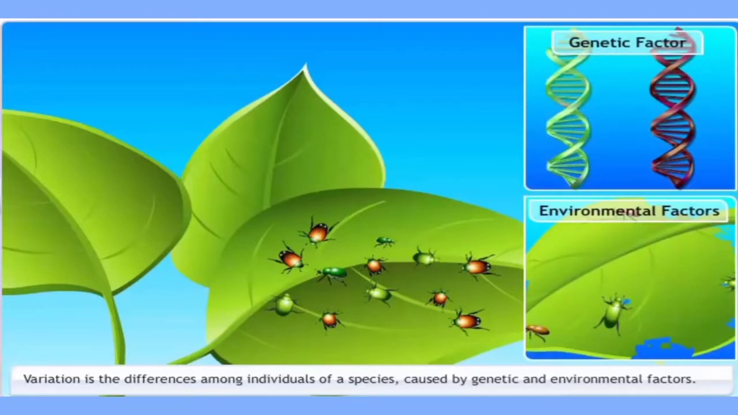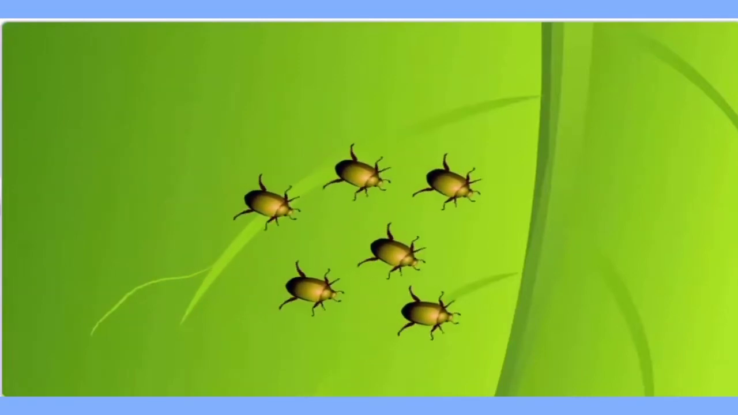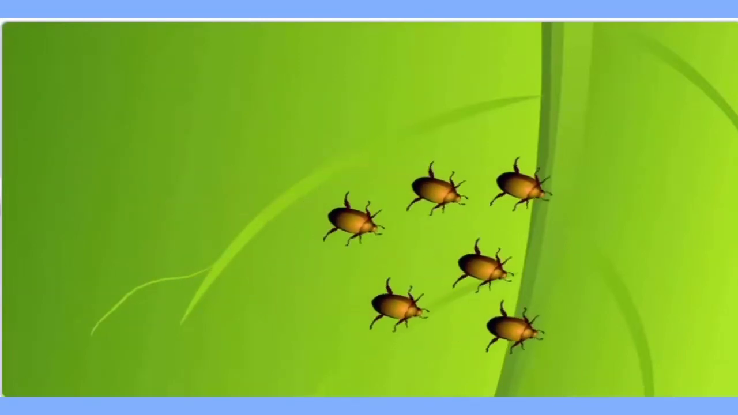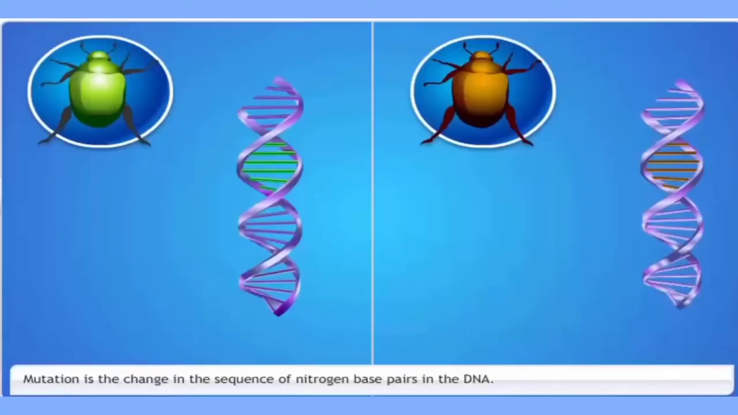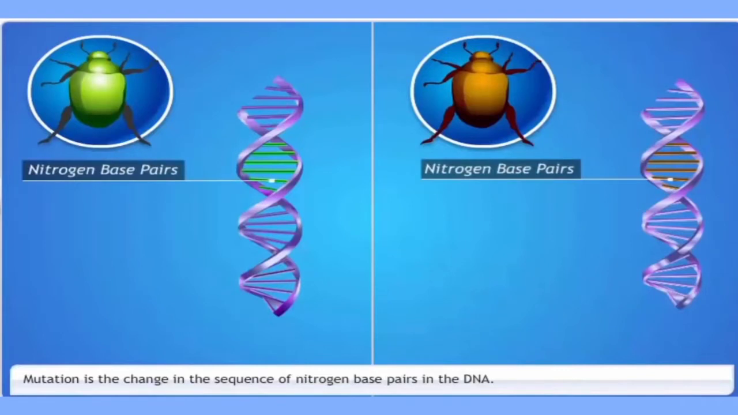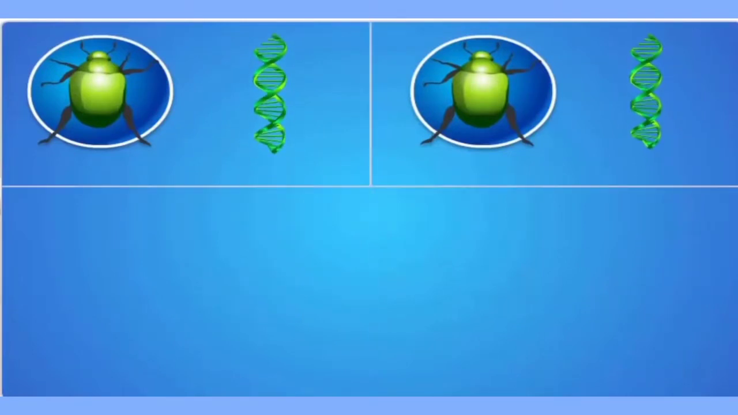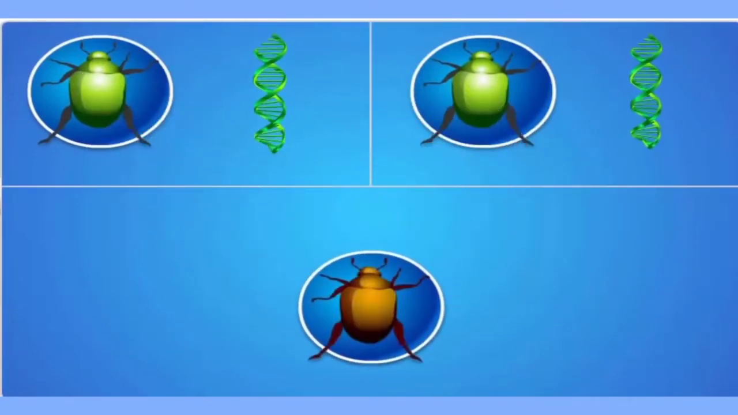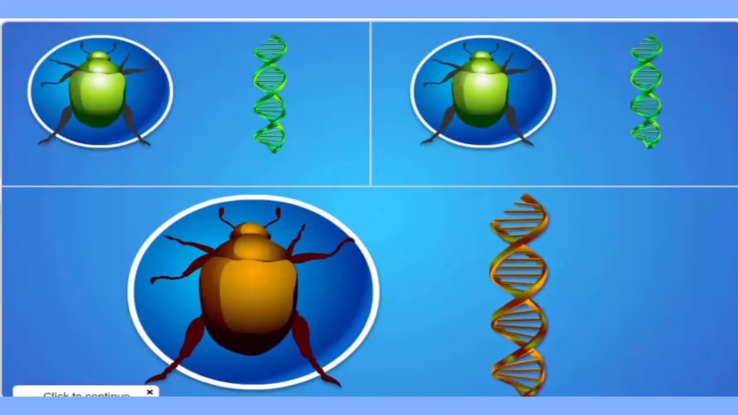Let us discuss this with the same beetle example. A green beetle population turning into brown beetles through an evolutionary change is called a mutation. A mutation is a change in the sequence of nitrogen base pairs in the DNA. A mutation in a gene for coloration in green beetles leads to offspring with brown coloration.